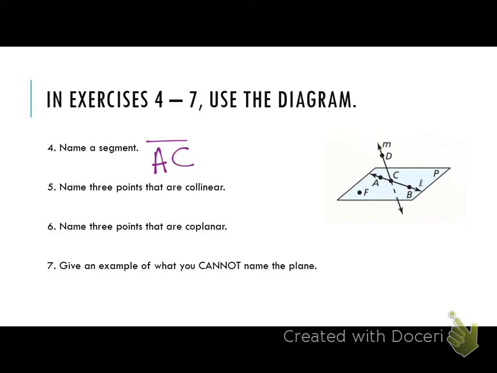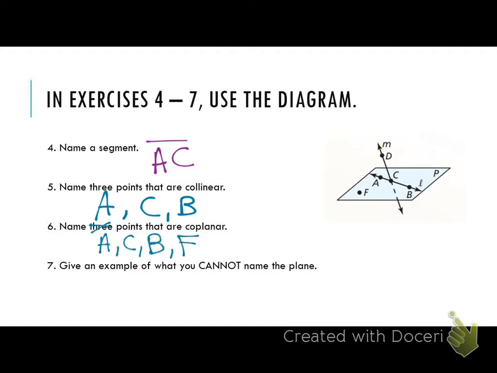3 points that are collinear. ACB, I agree. When you list multiple things, you put commas between them. So A, comma, C, comma, B. It says name 3 that are coplanar. We're just going to name all of them so that you don't get these words confused. Which are the points that are coplanar? A, C, B, F. A, C, B, and F.